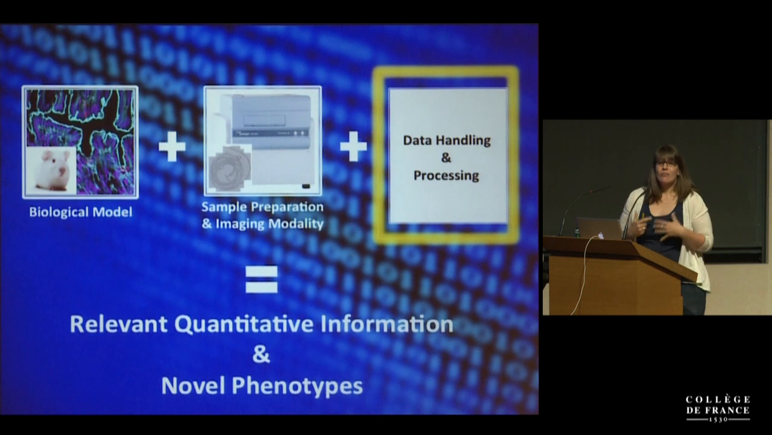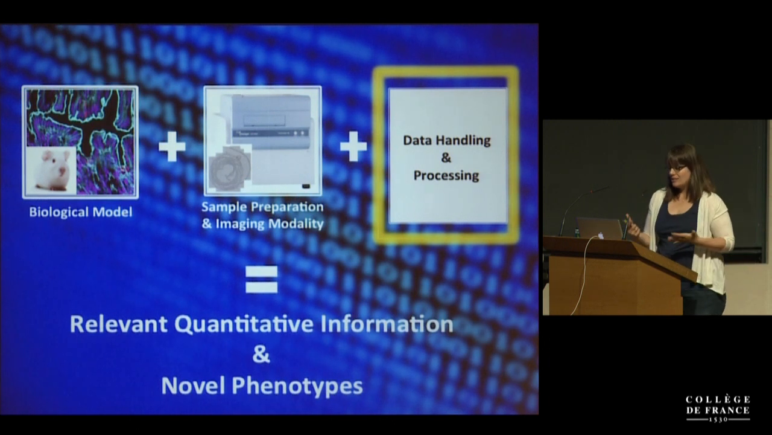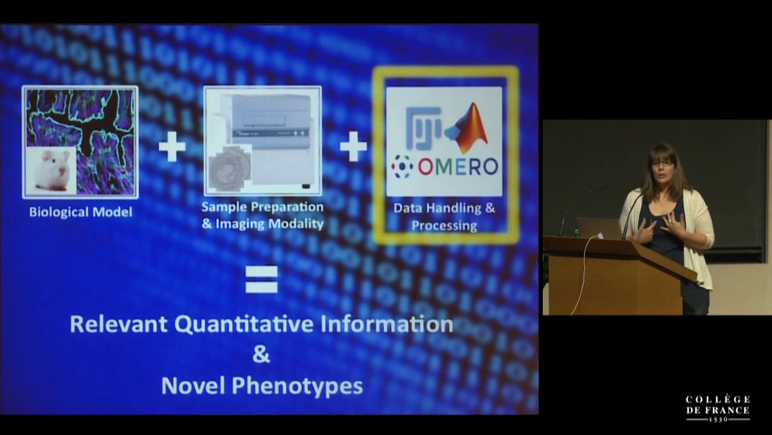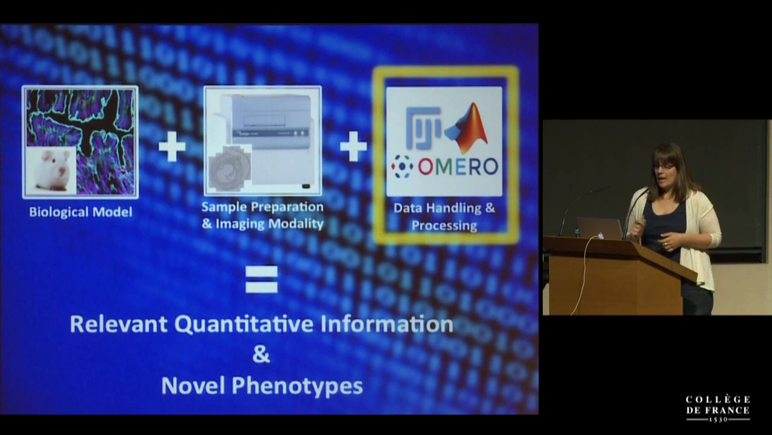So then, once we have this large set of data, a large set of images, how do we process and handle this data properly? In our case, we mainly used Fiji, which is just ImageJ, the OMERO database, and MATLAB scripting to extract the data.